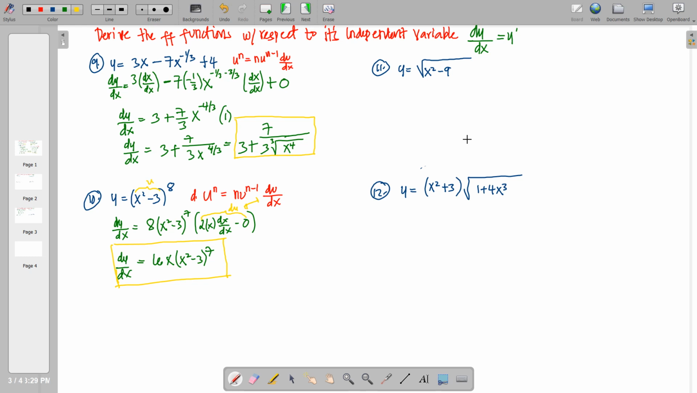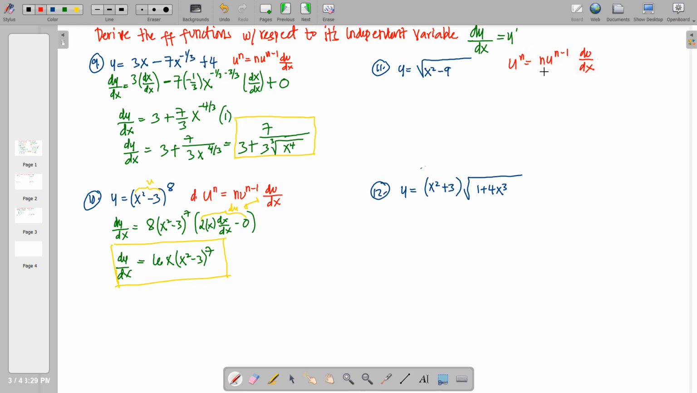And then moving on to the 11th. In here we have a radical sign. Don't worry about the radical sign. It's simply in the form of the power formula. It's just the power formula: u raised to n minus 1 du over dx.